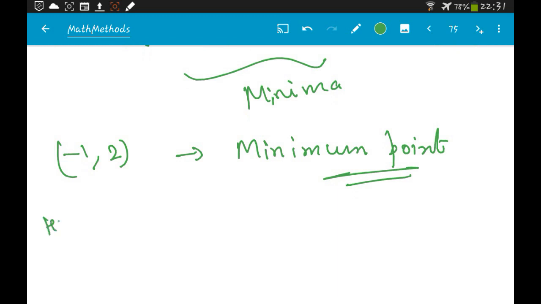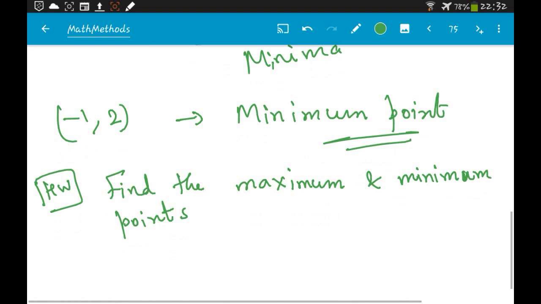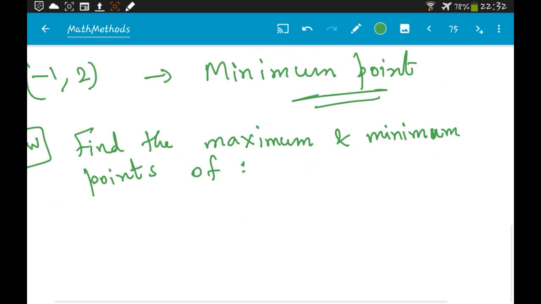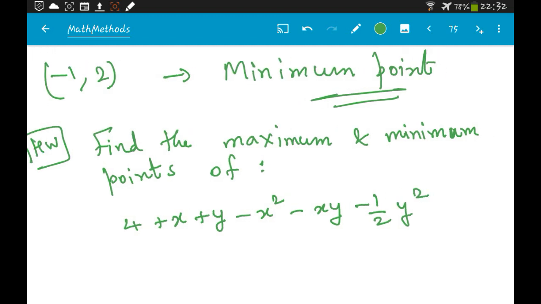Your homework problem is: find the maximum and minimum points of four plus x plus y minus x square minus xy minus half into y square. Okay, this is your homework problem.